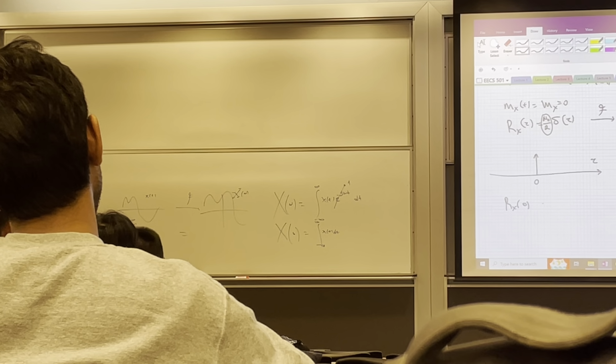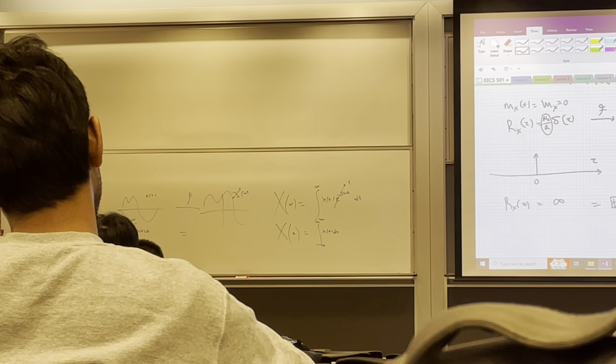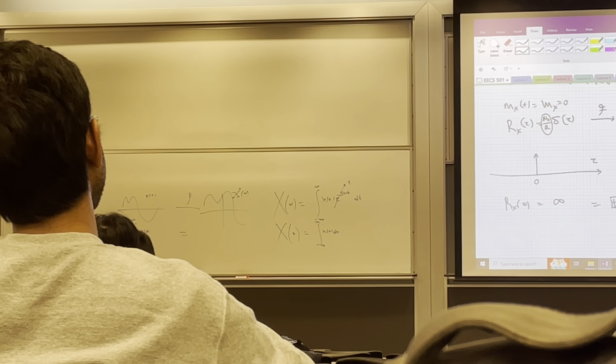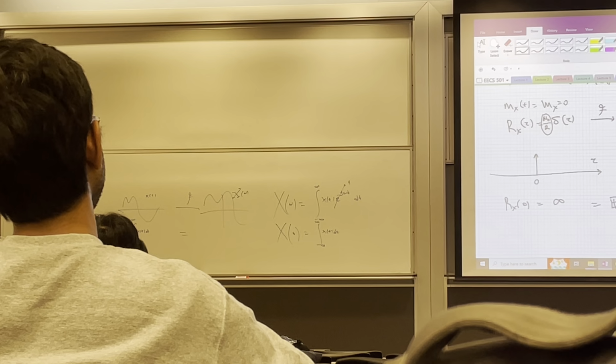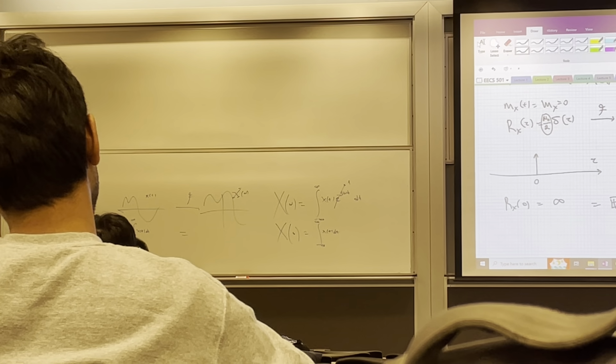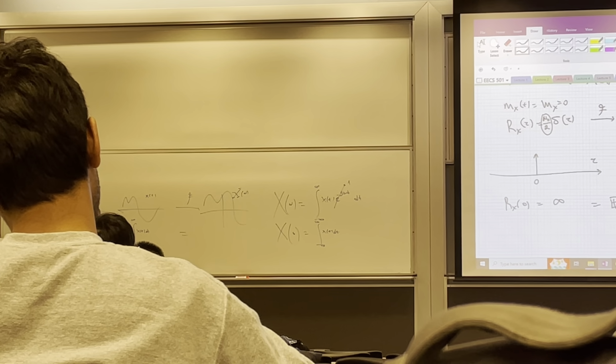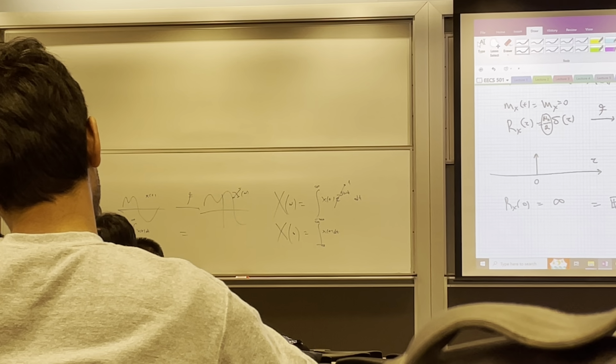Rx of 0, recall, this is infinity, but Rx of 0 is the mean of x of t squared. So this is an infinite power process. Okay? That's why it's not a practically realizable process, because its power is infinite.